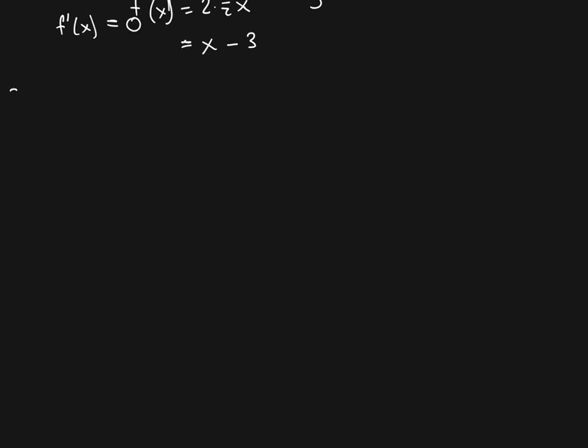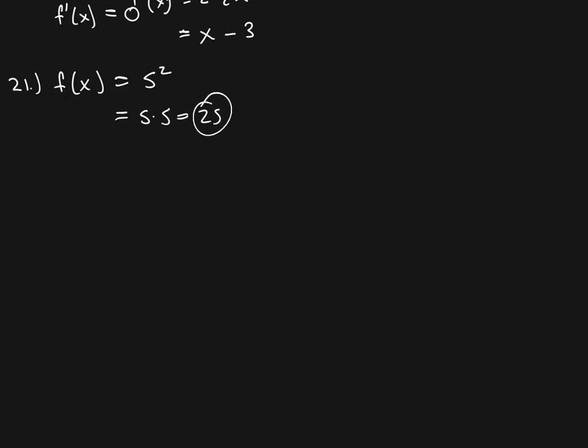Now, problem 21. We have f of x is equal to 5 squared. Don't let this confuse you, right? There's nothing going on here. This is just equal to, of course, 5 times 5, which is 25. What is the rate of change of 25? Well, of course, that's 0. So f prime of x, there is no x, right? So f prime of x is going to be equal to 0. This thing does not change as x changes. It is always 25. Problem number 22.